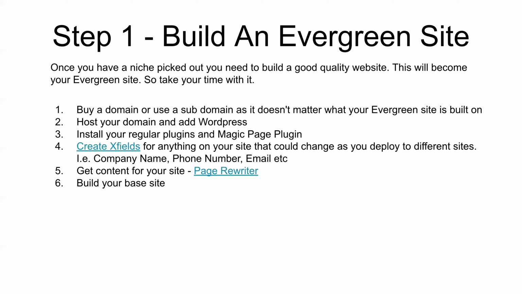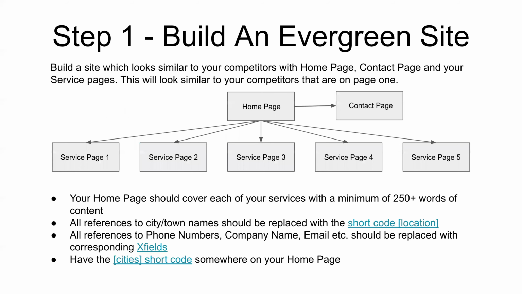So you're going to need content for that. The best place to get that is obviously Page Rewriter, because that's going to give you the content which is already ranking on page 1 for the areas you're building. And then obviously you build your base site. As I said, your base site needs to have a home page. It needs to have 3, 4, I've got there 5 service pages, a contact page, and you should have your privacy policy page. I just didn't put that on the diagram.